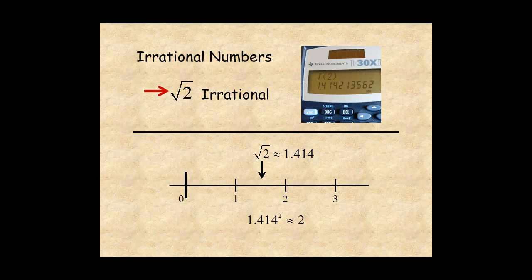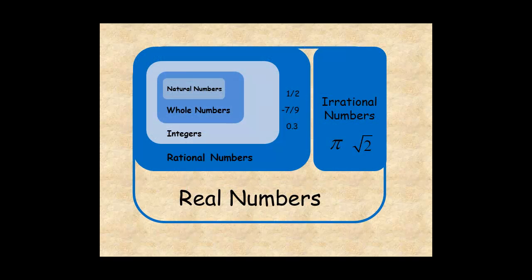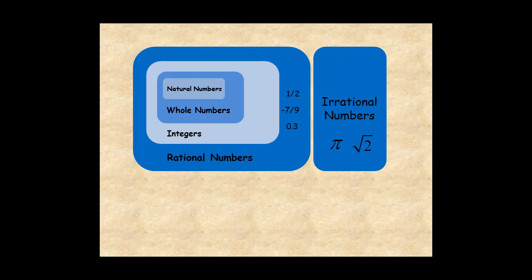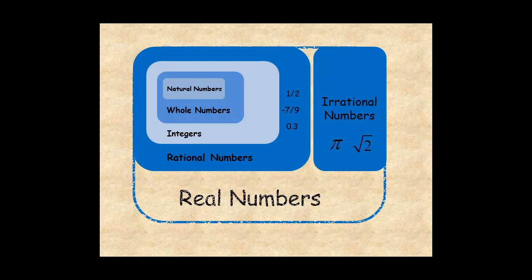Right now, you may not understand everything about irrational numbers, but it's important that you know they exist. So if you take the set of rational numbers and the set of irrational numbers, together they form the set of real numbers.